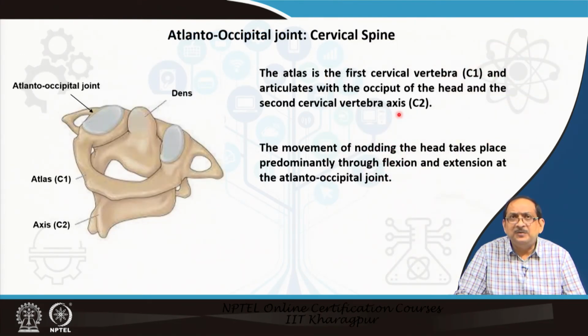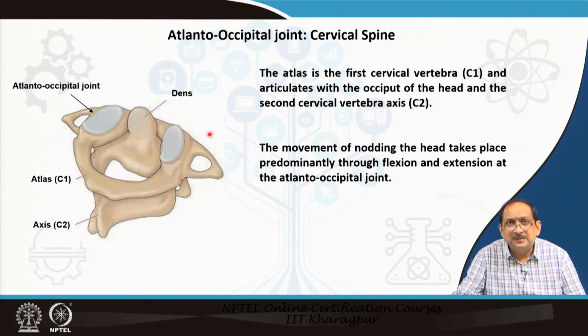Let us now discuss more in detail about the atlanto-occipital joint in the cervical spine. The atlas C1 is the first cervical vertebra which articulates with the occiput, the lower portion of the head, the skull, on one hand, and the second cervical vertebra axis C2 on the other.